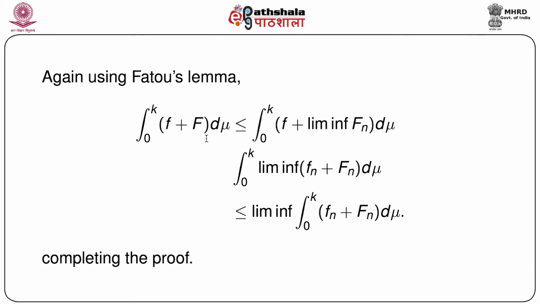Again we have to use Fatou's lemma. So the integral from 0 to k of small f plus capital F d mu is less than or equal to, since we have just seen that capital F is less than or equal to lim inf of capital F_n, and f_n is a sequence which converges to f, the integral of lim inf of f_n plus capital F_n, and that is again less than or equal to, because of Fatou's lemma, the lim inf of the integral from 0 to k of small f_n plus capital F_n d mu. So that completes the proof.